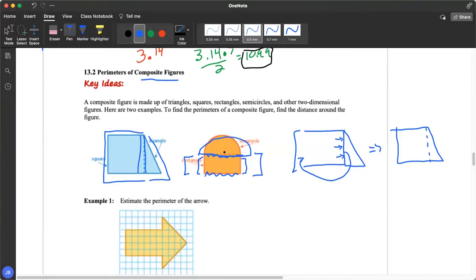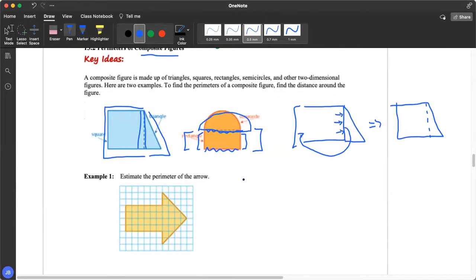So let's see. This one says to estimate the perimeter of the arrow. What I'm going to do here is break it up on this line. I'll find the perimeter of this triangle. Then I'll find the perimeter here. But all I want to do here is find this to here and this to here. Because this, or actually, this one's a little different. We can't necessarily do that. We'll have to subtract some of it out. So sometimes it's not as easy.